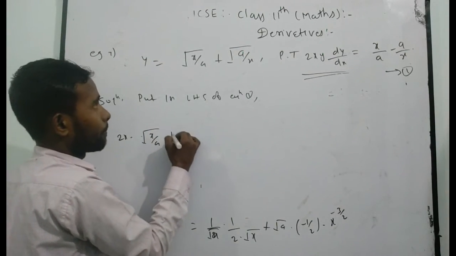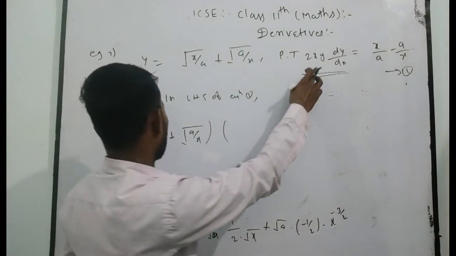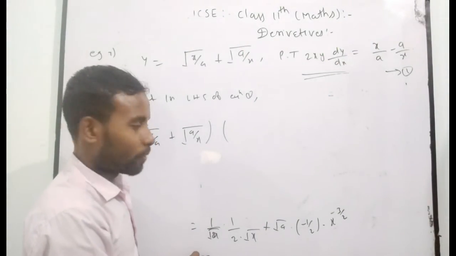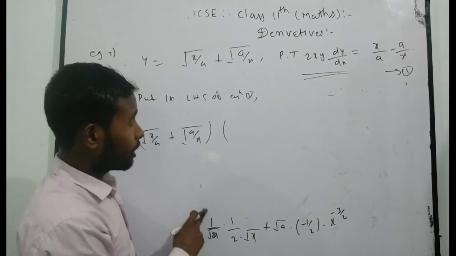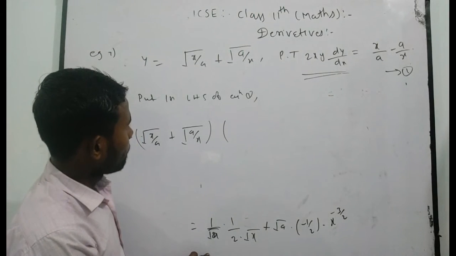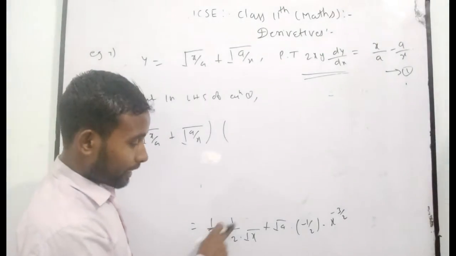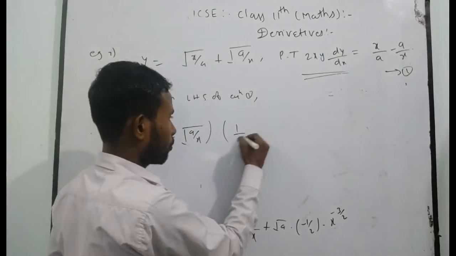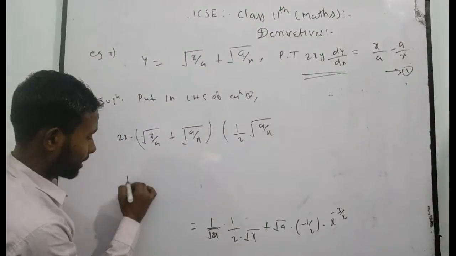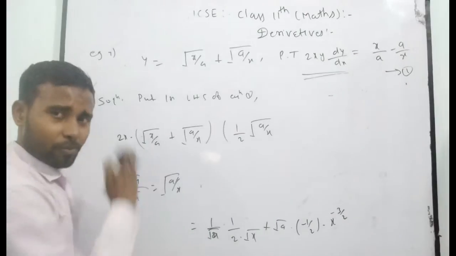Root under x by a plus root under a by x. If you wish, you can write it directly into dy dx. What is dy dx? This is dy dx. Dy dx is equal to root under a by root under x. That means can I write 1 upon 2 into root under a by x directly? If you multiply by this factor in the numerator, you get root a by root x, which will be root under a by x, which is the present form of the question.